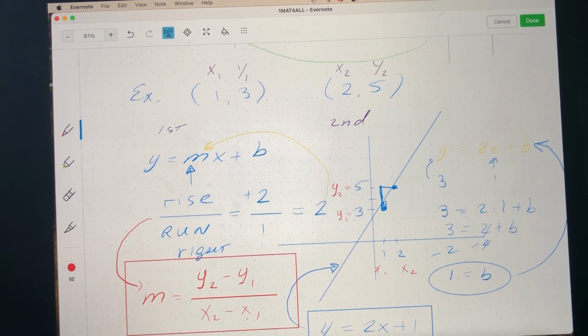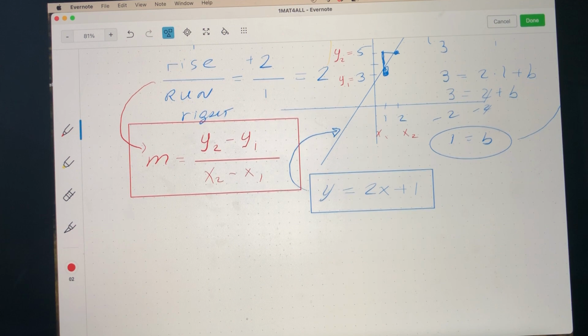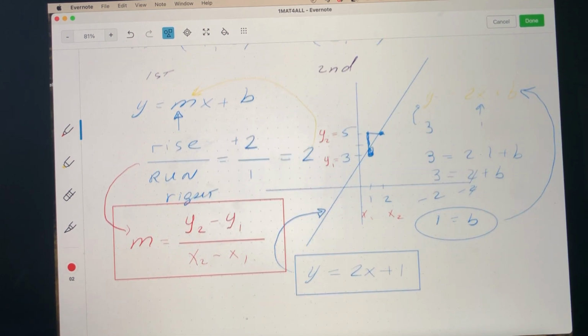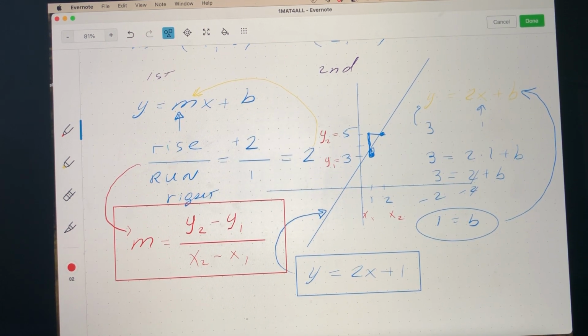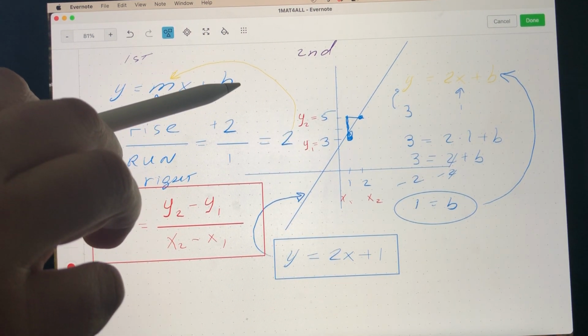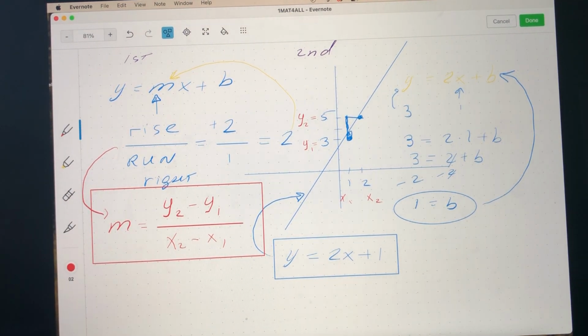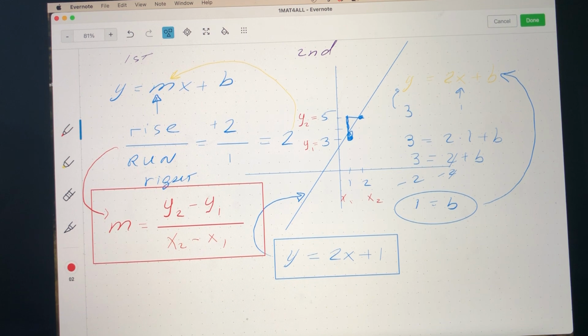And from here on, we can now use this formula for any other 2 points, and we will get the slope. After we have a slope, whether it's positive, negative, decimal, whatnot, the second component is the b, which we solve for, and then we're done. So this is the process for finding the equation of a straight line.